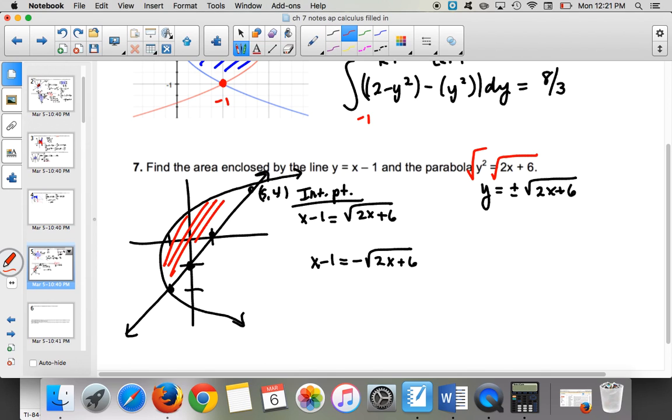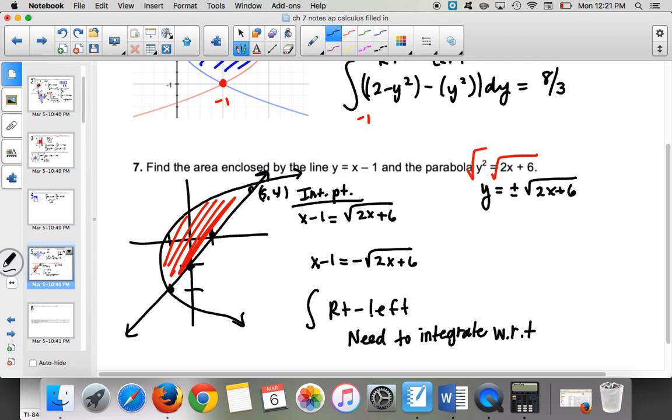All right. So now here's what we got. So we're going to do the right minus the left. Now, whenever we're doing right minus left, we have everything in terms of y. So we're doing right minus left. We need to integrate. So you'll see me write this sometimes: integrate WRT. What that means is with respect to. So integrate with respect to y. So we need everything to be y's.